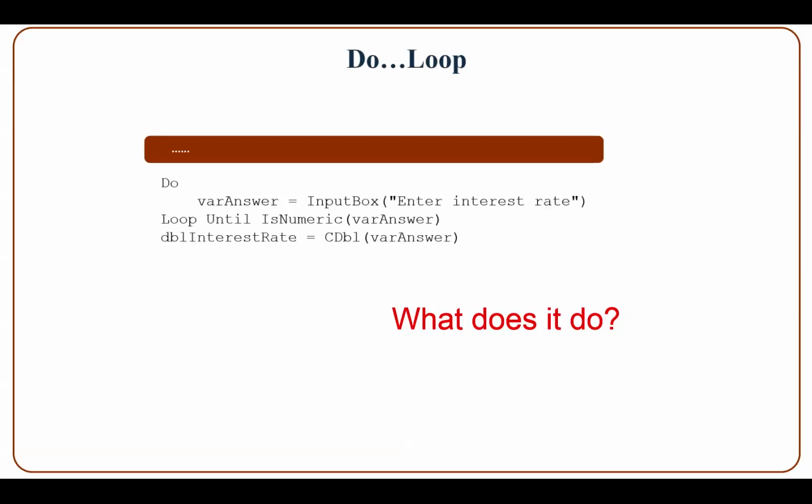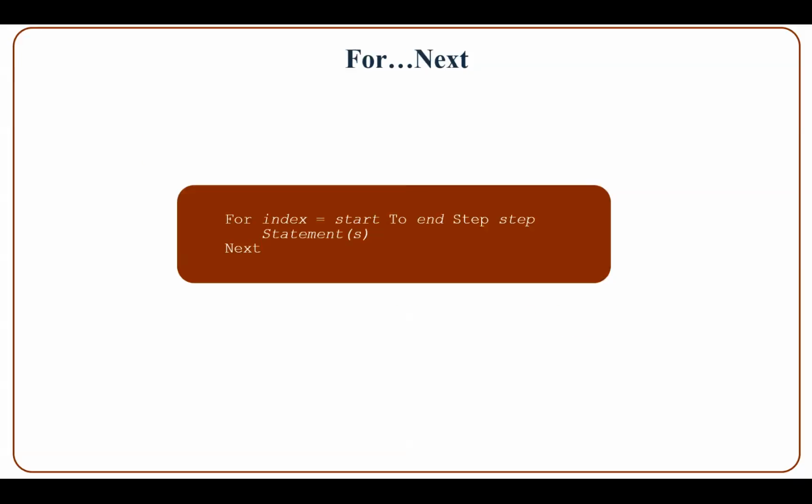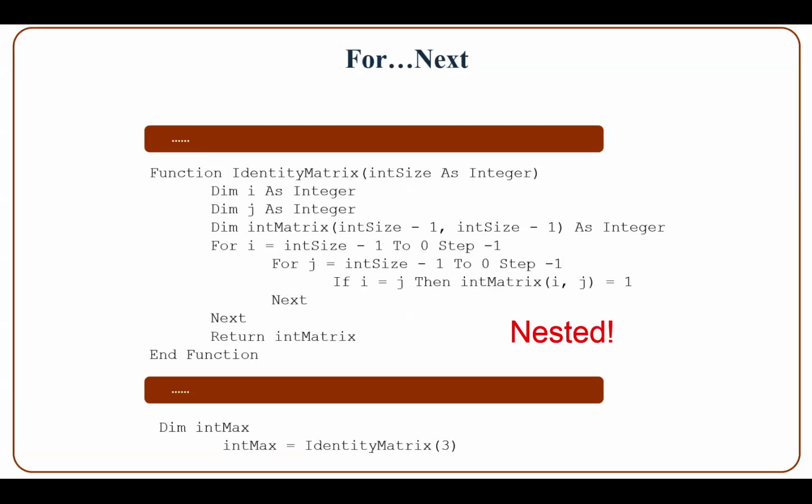Another loop structure is for next. You use this structure when you know how many times you have to loop. So for an index variable from a start value to the end value with a specific step, you run the statements. Let's look at the example for next structure.